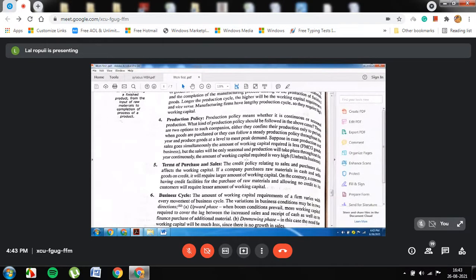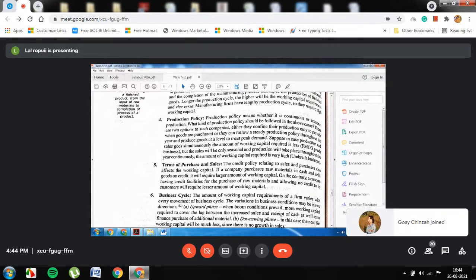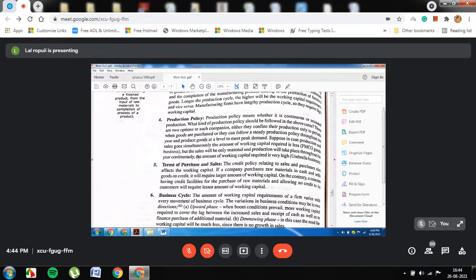Fast-moving consumer goods are non-durable items. They realize cash immediately, within a day or within 2 or 3 days. So the working capital requirement will be less for fast-moving consumer goods. But if sales are only seasonal and production takes place throughout the year continuously, the amount of working capital required is very high.